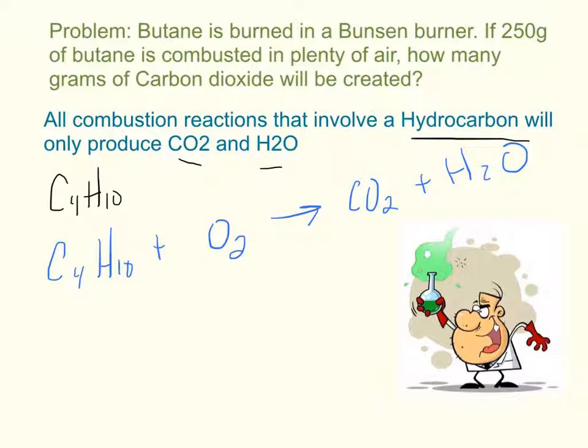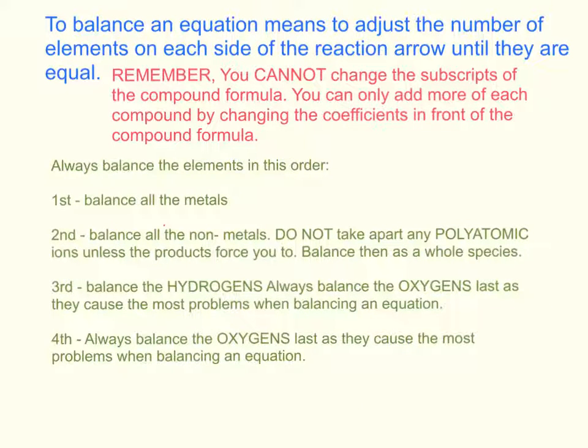And on all combustion reactions for the mandatory pass exam and for what you're going through in this unit, they will only be hydrocarbons. Now there are some basics that we need to follow when we're balancing any chemical equation, but it's especially important when you're doing it on combustion reactions, because balancing the oxygens can be tricky. So to balance an equation just means that we're going to adjust the number of elements on each side of the reaction arrow until they're equal.